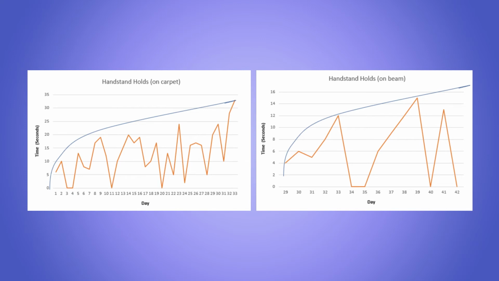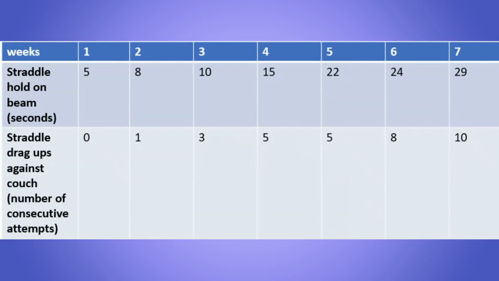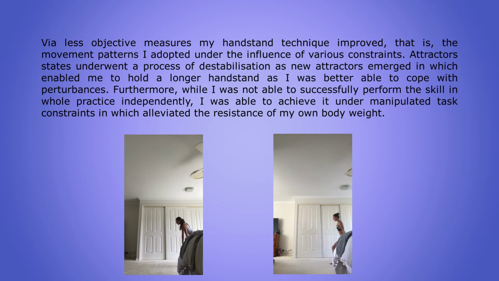A successful application of the CLA, and there is significant evidence of my skill progress. Here are my transfer test results. Straddle hold on beam, drag ups in a row against the couch. Via less objective measures, my handstand technique improved.